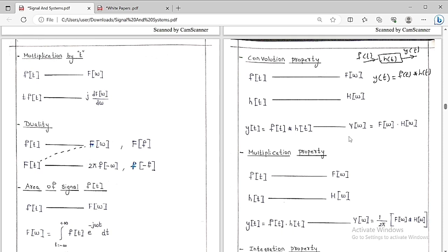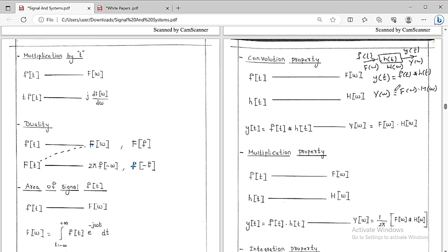So for f of t, the Fourier transform is F of omega. For h of t, the Fourier transform is H of omega. And for y of t, the Fourier transform is Y of omega. So Y of omega is the multiplication of two things, F of omega into H of omega. The multiplication is very, very simple, right? So find the Fourier transform of f of t, find the Fourier transform of h of t, and multiply these two to get the output Fourier transform. Then with the help of the inverse Fourier transform, we can get the output signal y of t. This is a very simple thing.